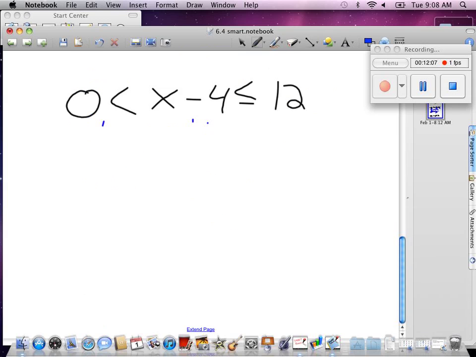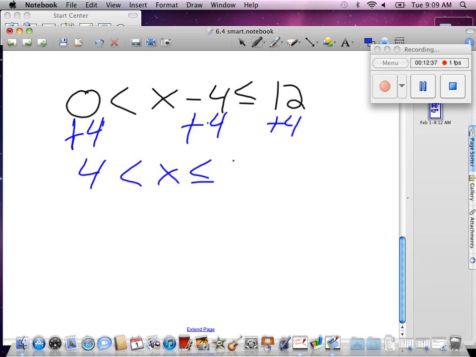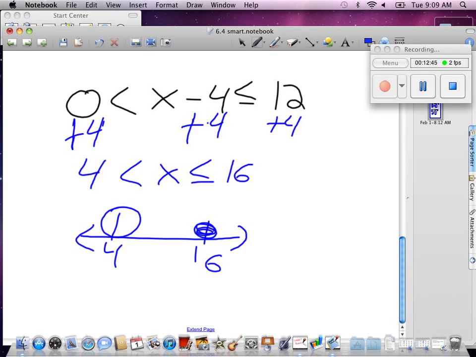Justin, please stop. All right, so what do I do for C? Can I have somebody raise their hand and tell me what we do for C? How do we get x alone there in the middle? Add 4, thank you. We're going to add 4 to both sides. So we get 4 is less than x, which is less than or equal to 16. Draw a number line. We've got 4. We've got 16. Open circle over 4. Closed circle over 16. And they are connected.